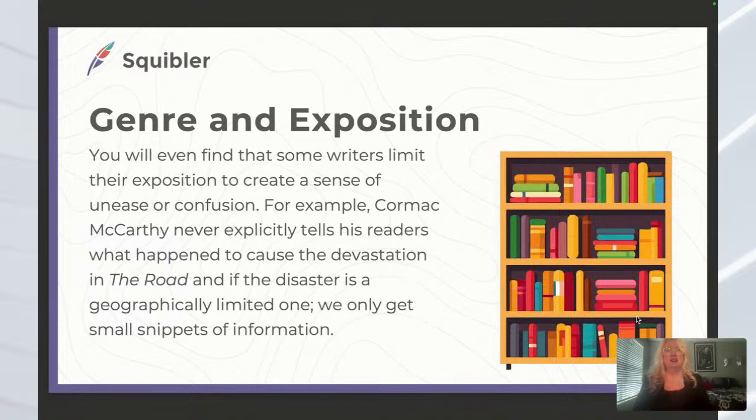You'll often find that some writers limit their exposition intentionally to create a sense of unease or confusion. For example, the famous American writer Cormac McCarthy never explicitly tells his readers what happened to cause the devastation in The Road. We know it was from volcanic ash, but we don't know if the disaster is a geographically limited one. We only get small snippets of information. So you really, really get a heightened sense of unease by what's not being told to us. So that's something to consider as well.